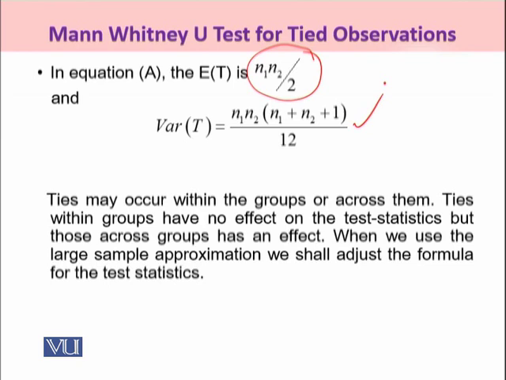So ties may occur within the groups or across them. Ties within the groups have no effect on the test statistic, but those across the groups have an effect. So students, this is a very important fact: if you see ties in observations within the same variable, that would not make any difference and you can just proceed with the Mann Whitney U test. Whereas if the ties are occurring across the groups, that is, between two different samples, then that would be meaningful. When we use the large sample approximation, we would have to adjust the formula of the test statistic.